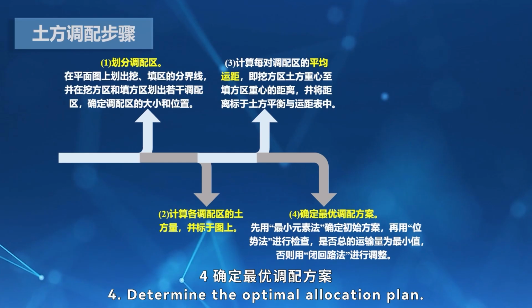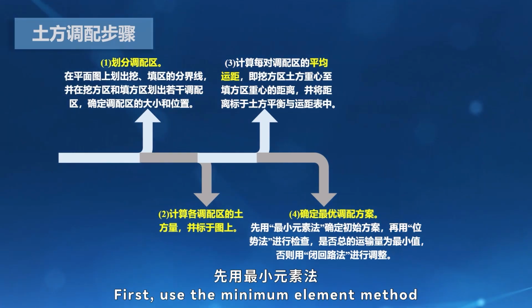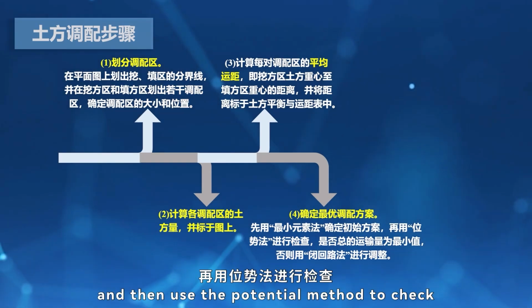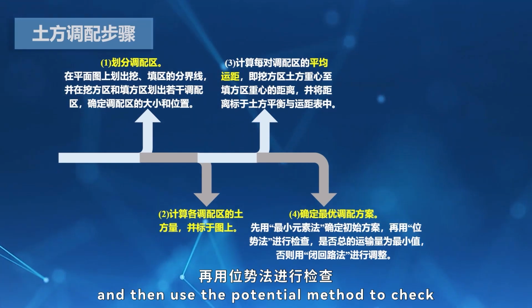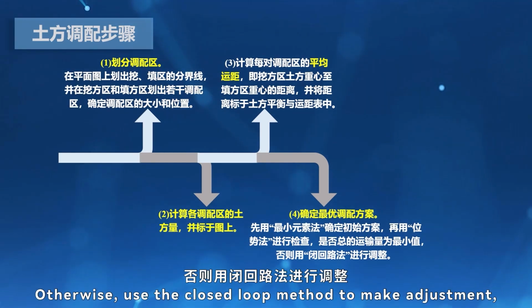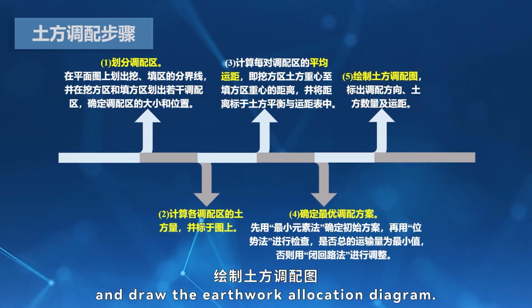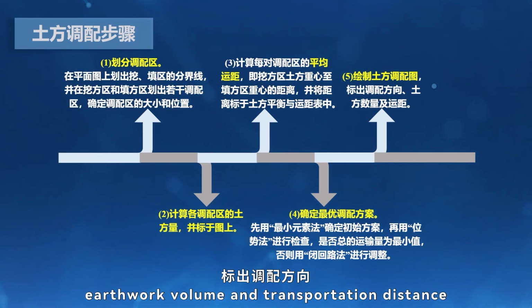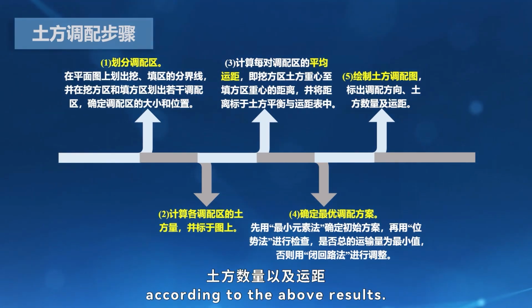4. Determine the optimal allocation plan. First, use the minimum element method to determine the initial plan, and then use the potential method to check whether the total transportation volume is the minimum. Otherwise, use the closed-loop method to make adjustment and draw the earthwork allocation diagram. Then mark the allocation direction, earthwork volume, and transportation distance according to the above results.